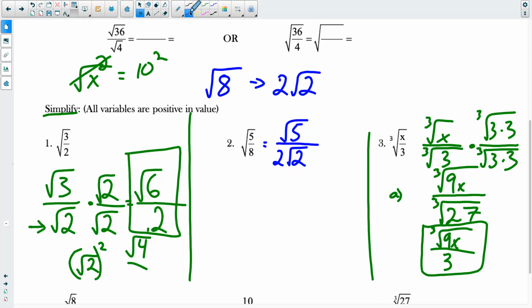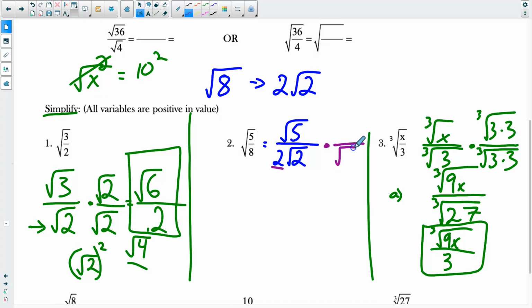Do I care about the square root of 5? No. I don't care about my numerator at all. I don't actually care about this 2 either, because that 2 right there, there's nothing illegal about that. That 2 is completely fine. I only care about this radical. So, when I choose to multiply, I'm going to only multiply by the same thing I did here, by the square root of 2.